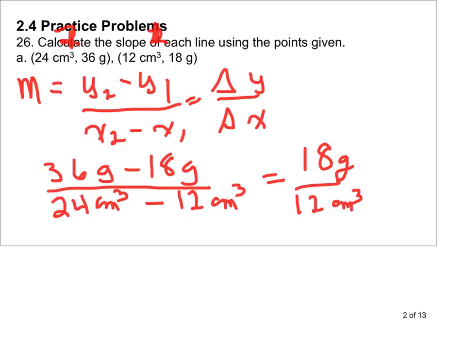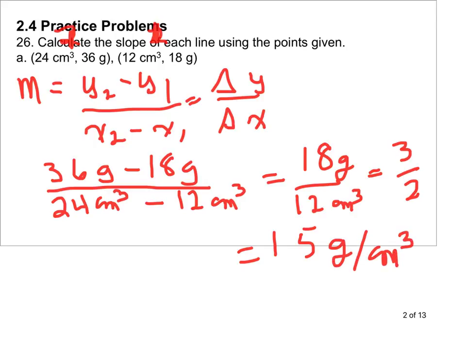If you don't want to pull out a calculator, you could just reduce this down. 6 goes into 18 three times and into 12 two times. So it ends up being 1.5. Looks like it's a good number of sig figs. Grams per centimeter cubed. Here's our slope.